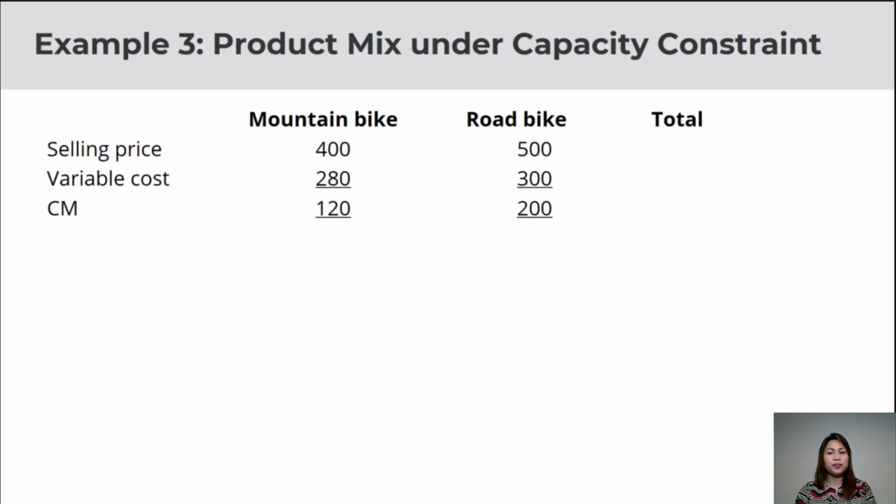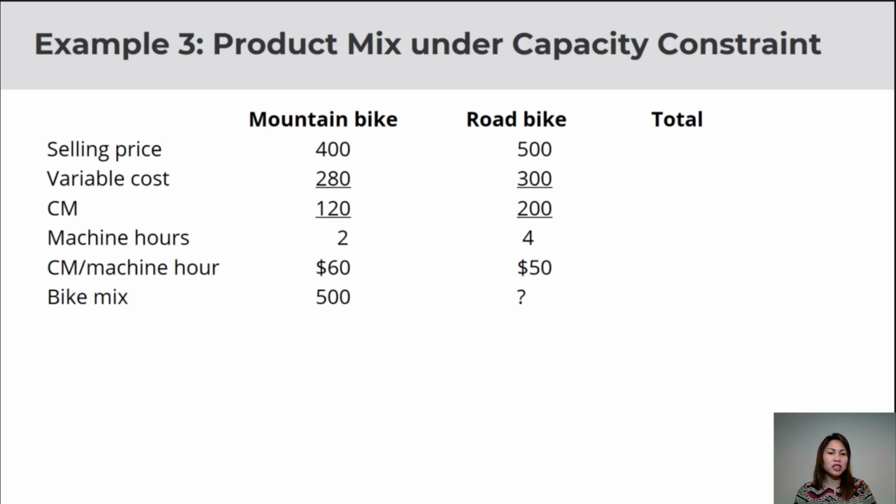Now let's consider the machine hours for this product. To produce one mountain bike you need 2 hours and for road bike you need 4 hours because it was said it's more complex. Now we need to calculate contribution margin per constraining resource, in this example the machine hours. 120 divided by 2 is $60 per machine hour for mountain bike, and for road bike it is 200 divided by 4, which equals $50 per machine hour of road bike production.